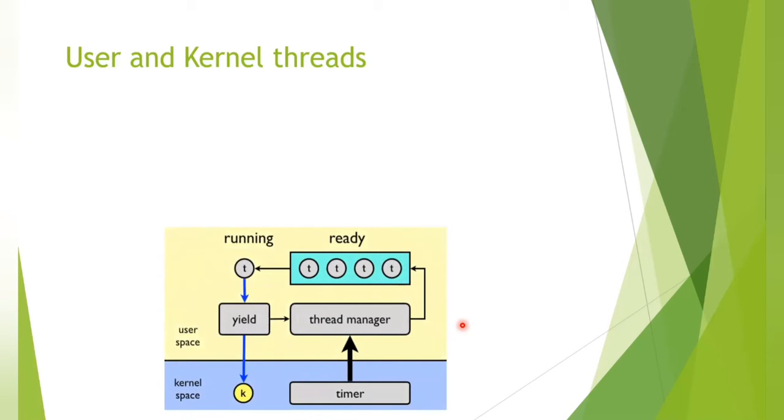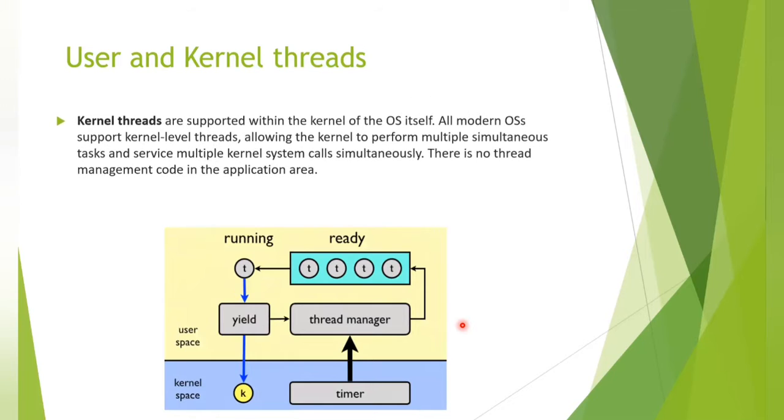Now let's look at user and kernel threads. So kernel threads are supported within the kernel of the OS itself. All modern OSs support kernel level threads, allowing the kernel to perform multiple simultaneous tasks and to service multiple kernel system calls simultaneously. There is no thread management code in the application area. Kernel threads are supported directly by the operating system. Any application can be programmed to be multi-threaded. All of the threads within an application are supported within a single process.